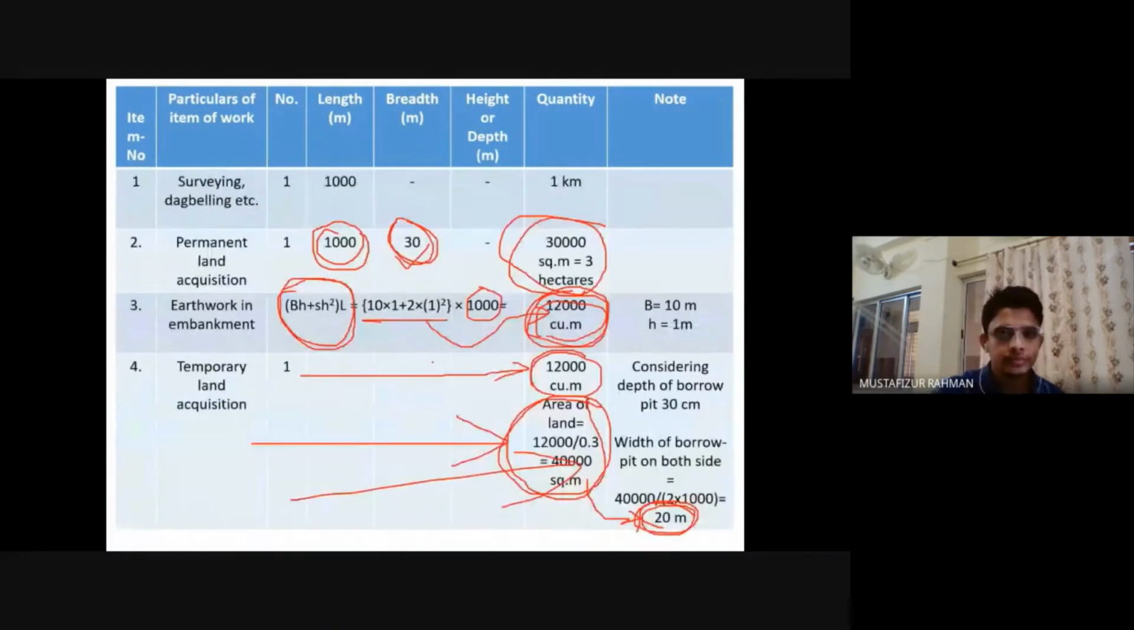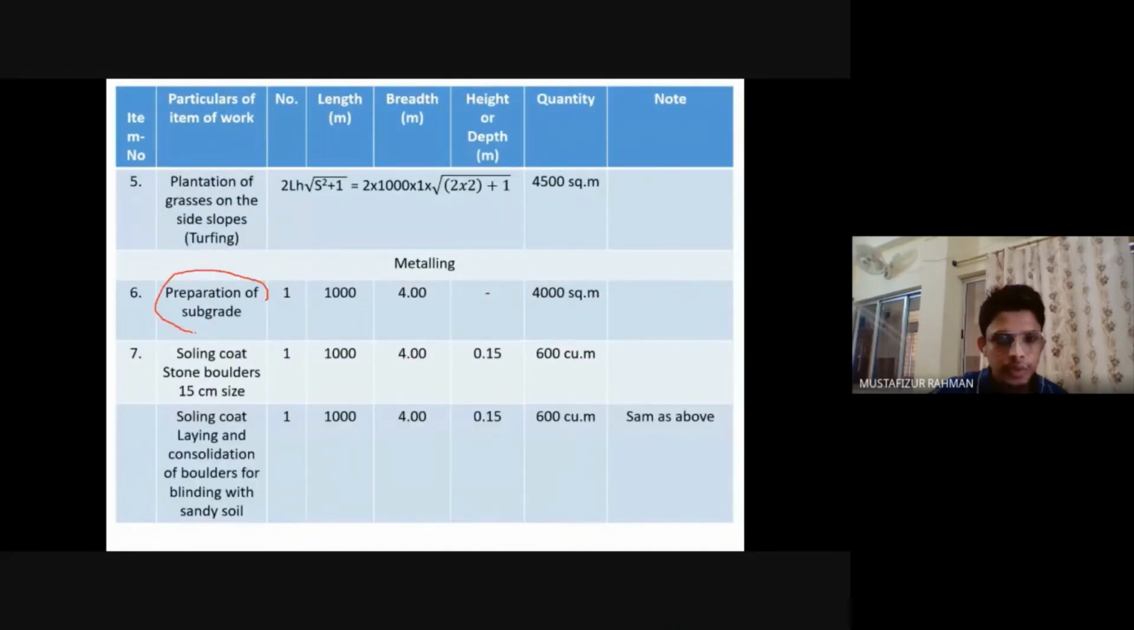So what we are doing is preparation of subgrade. This much subgrade we have to prepare for applying the aggregates. We will provide aggregates or ballast there, so we have to prepare it. We have to compact that much area, using rollers as required. We will compact it and strengthen it.